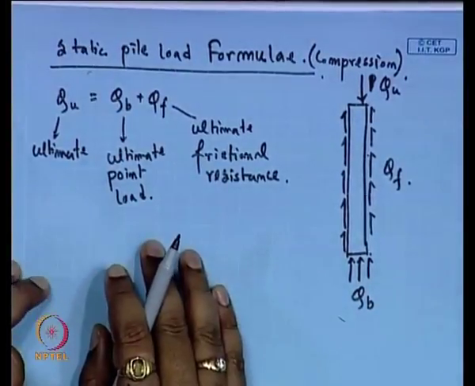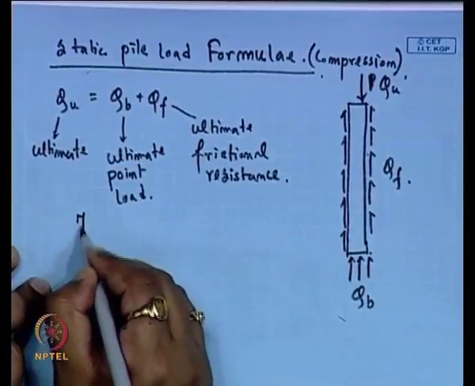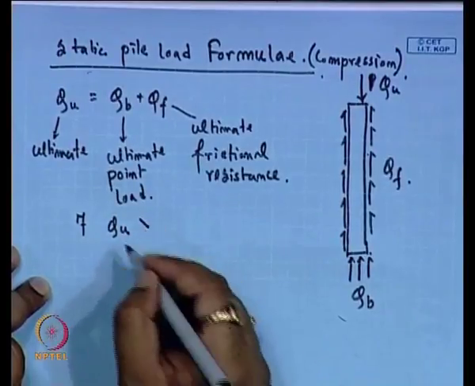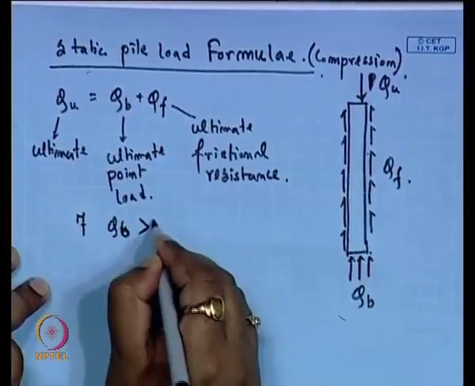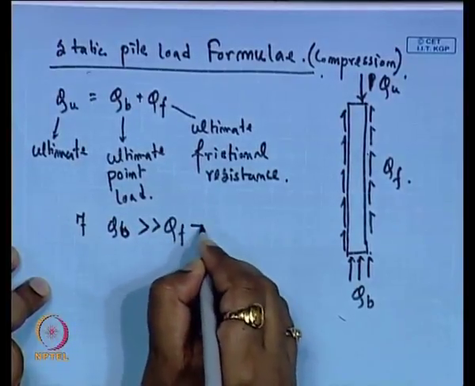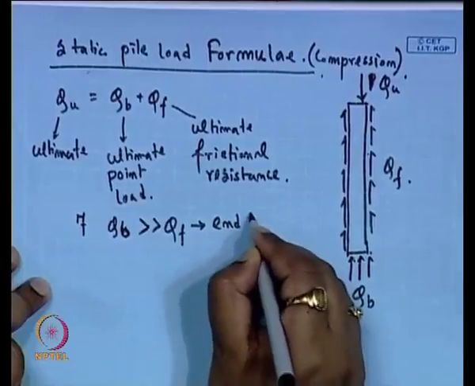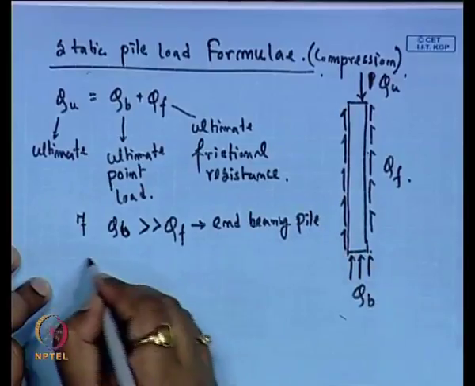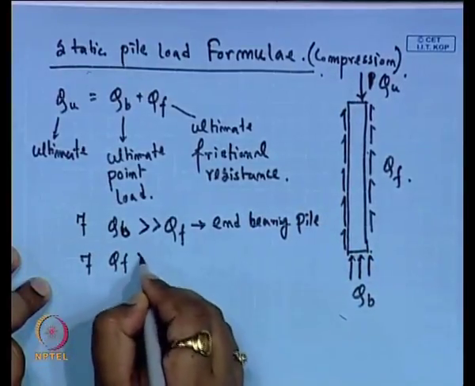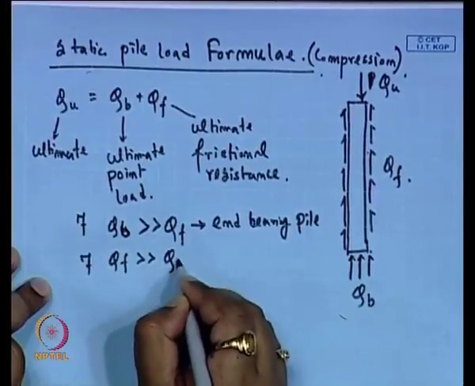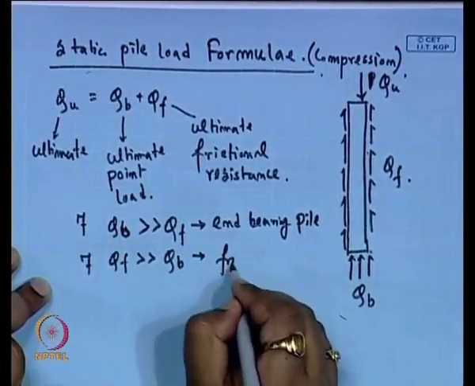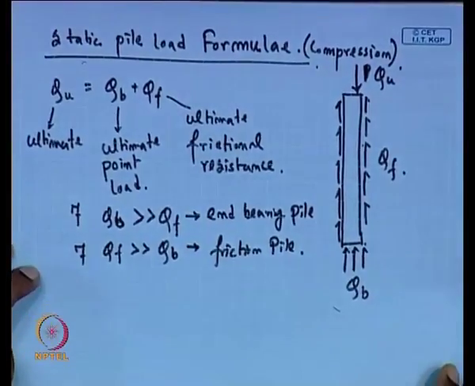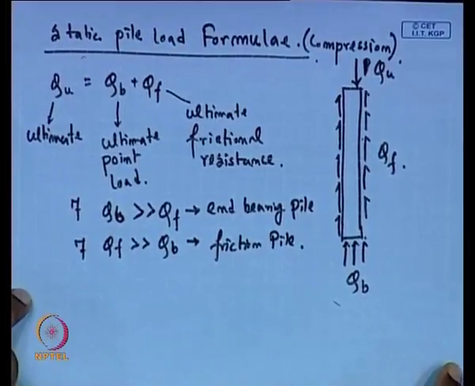Now, as we have mentioned, if Q B is much greater than Q F, that pile is called an end bearing pile. And if Q F is much greater than Q B, then this is called a friction pile. Now, here we will calculate the pile load carrying capacity.